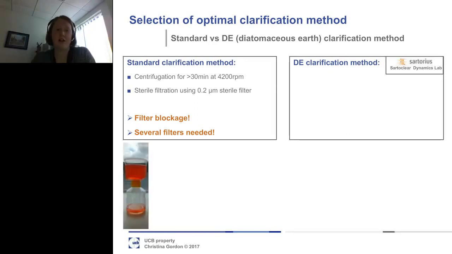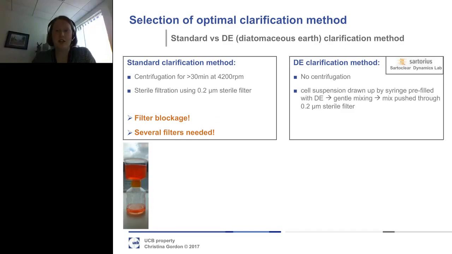Here we have one example where I took a 1 liter culture and divided it in half, 500 ml each. I centrifuged one half and added the supernatant to a bottle top filter, and you can see that after about 100 ml, the bottle top filter blocked and nothing was going through anymore. If we look at the DE clarification method in comparison, there's no centrifugation needed. You would draw up your cell suspension into a syringe that is already pre-filled with diatomaceous earth, gently mix it, and then push it through a 0.2 micrometer sterile filter. This is fairly easy and most often does not result in any blockage, which is also the reason why it would be more suitable for automation.